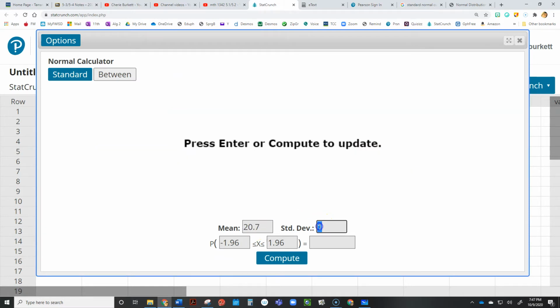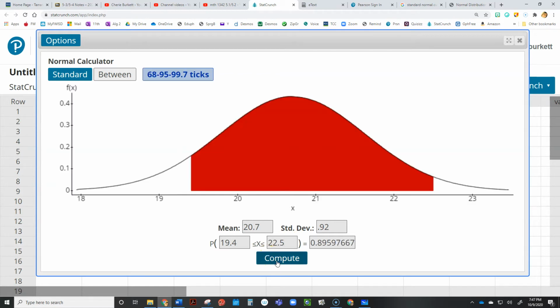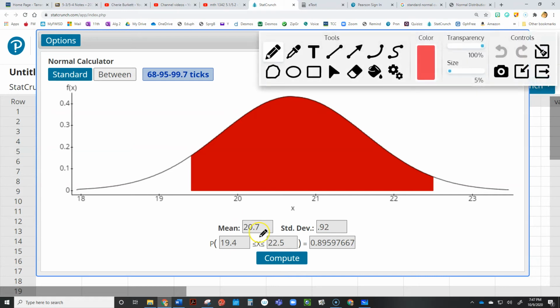And the standard deviation, we calculated that. We said 6.5 divided by the square root of 50. That's 0.92. And then we want it to be between 19.4 and 22.5. And we can compute that, and it comes out to be 89% or 89.59, round that up. The rounding on this is for area.